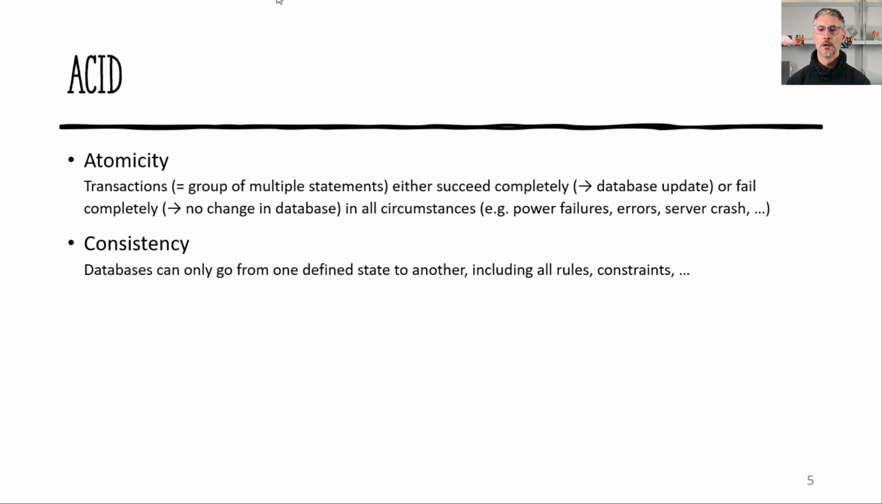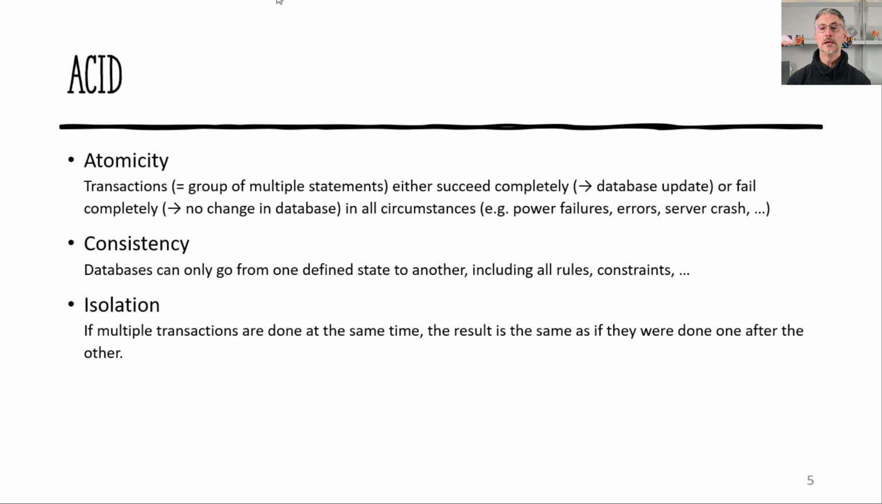Consistency. Consistency means that databases only go from one defined state to another, including all the rules, constraints and changes that we have. So for example, when we want to write to the database, atomicity and consistency guarantee that we can enter the data, the database is updated, and only then do we get the response that everything is fine, we can read again.